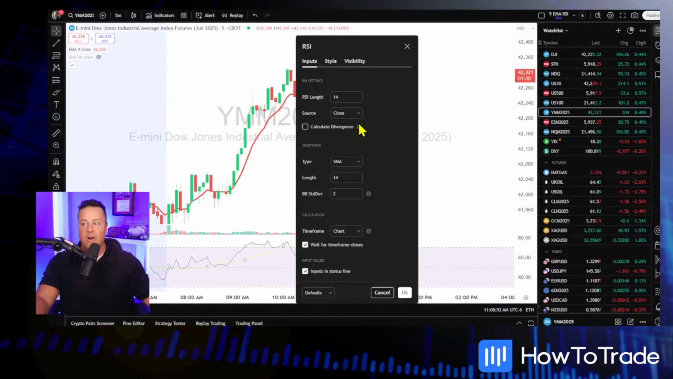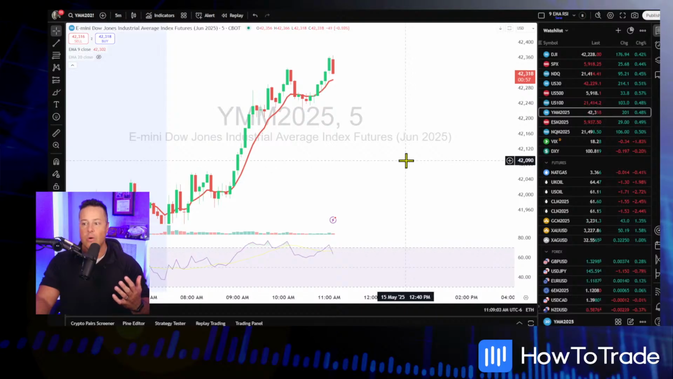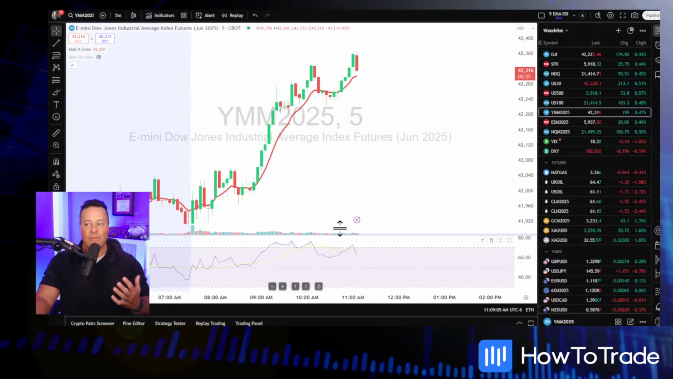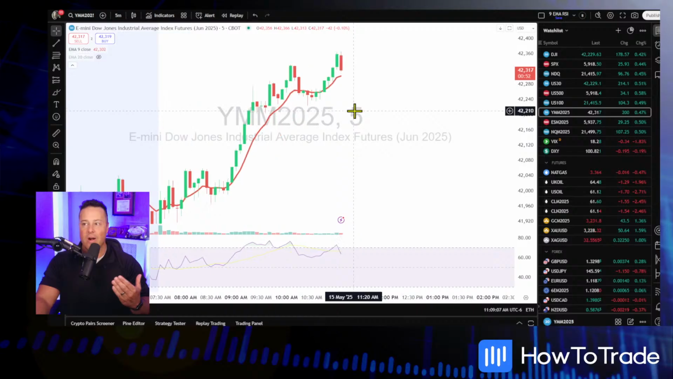Now, for me, the RSI, I leave what's called the factory settings. What I want is that RSI length to be 14 and the source to be a close. I'm not worried about any of the rest of this stuff either. I'm going to go ahead and go OK. Okay, now we're set up. We've got our RSI under here. We've got our EMA right here, our 9 EMA.